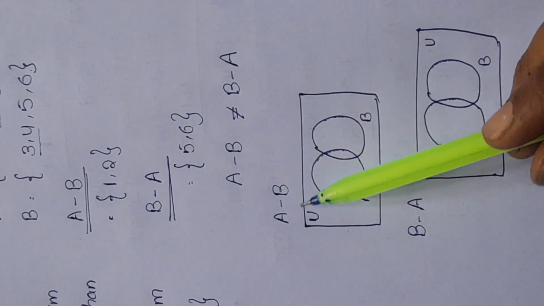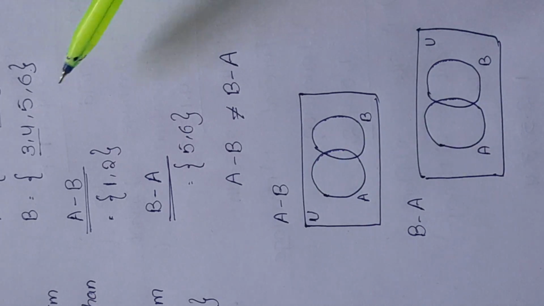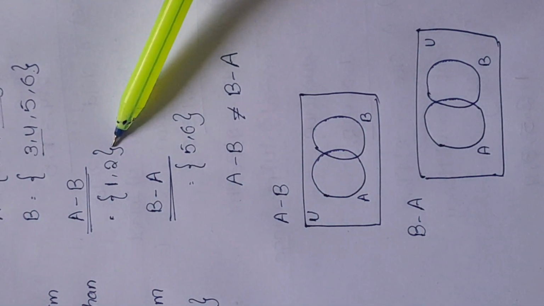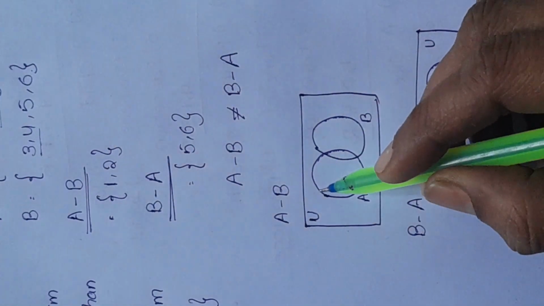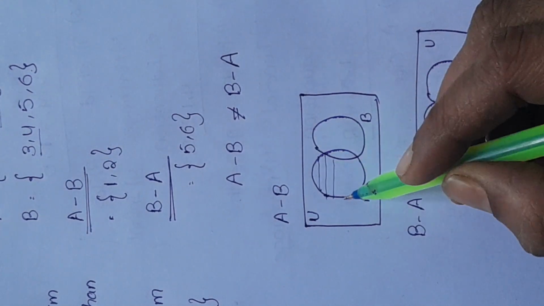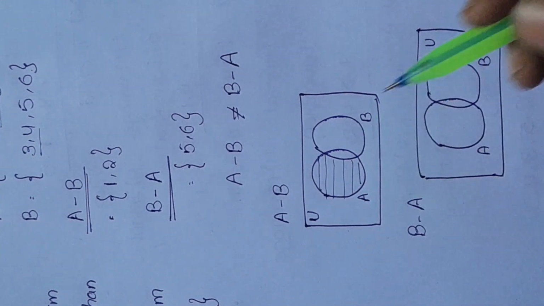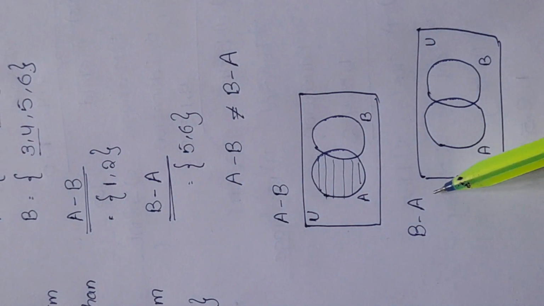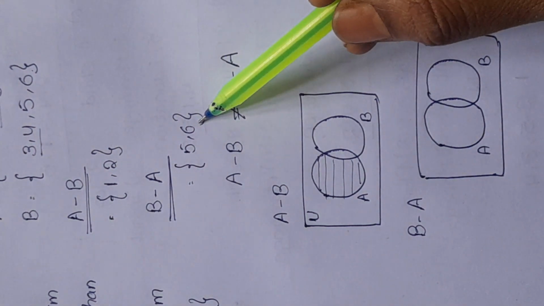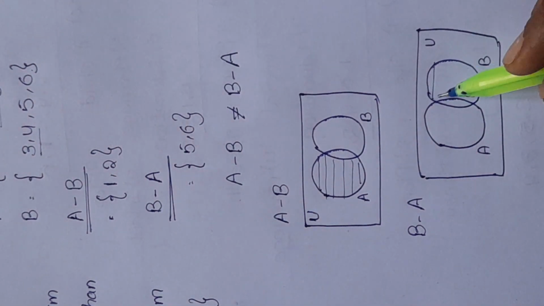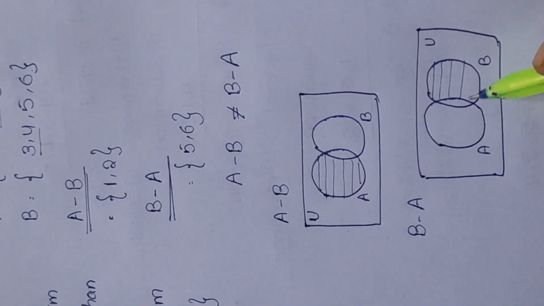Now the Venn diagram representation of A minus B is, we should take only the elements which are present in A. That is, we should shade this portion only. We should not shade the overlapped portion. Now the Venn diagram of B minus A is, we should take only the elements which are present in B. So the shaded portion should be only the B part. We should not shade the common part.